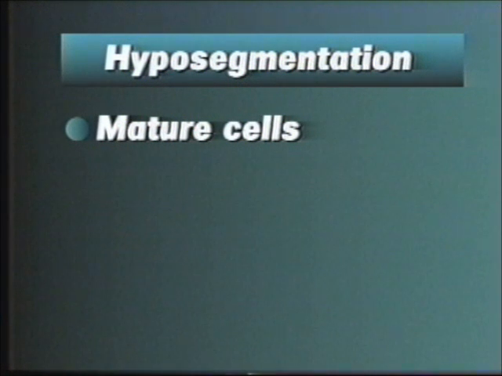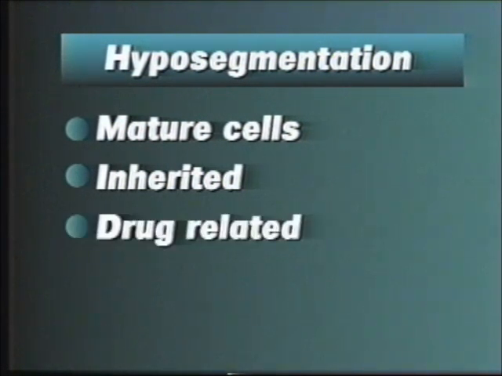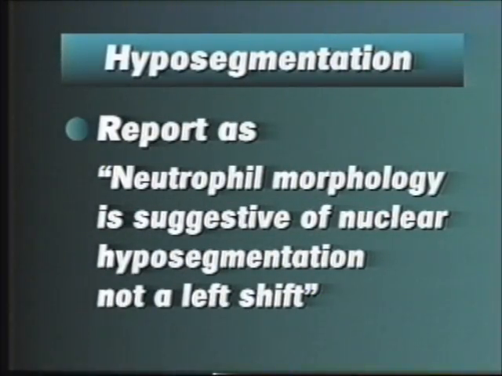Hyposegmentation is an abnormal decrease in the lobulation of the neutrophils. These are mature cells that have failed to lobulate normally. The cause of hyposegmentation may be inherited, as in Pelger-Huët anomaly, or may be related to a drug therapy. The importance of recognizing this abnormality is to differentiate it from a left shift. If you are still calling bands, in cases of hyposegmentation, we recommend you include this comment: Neutrophil morphology is suggestive of nuclear hyposegmentation, not a left shift.